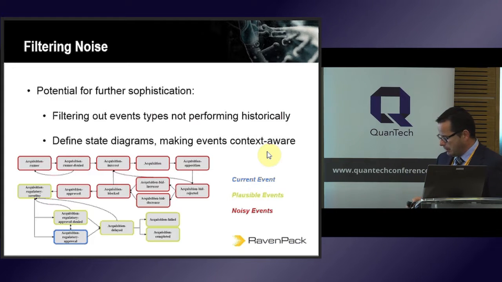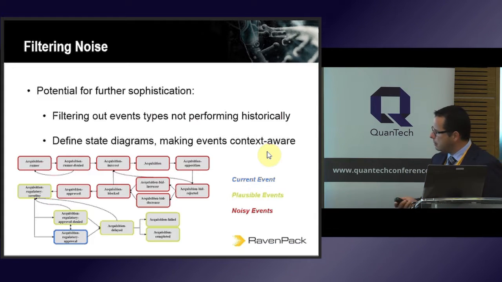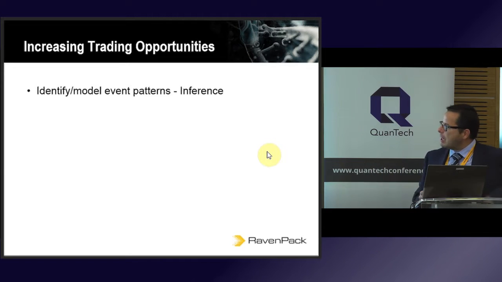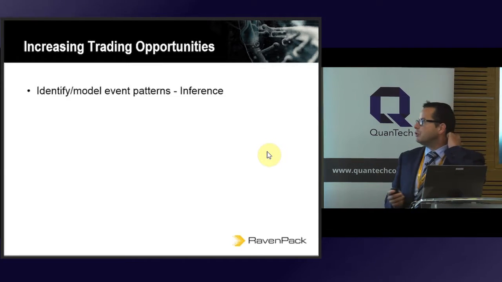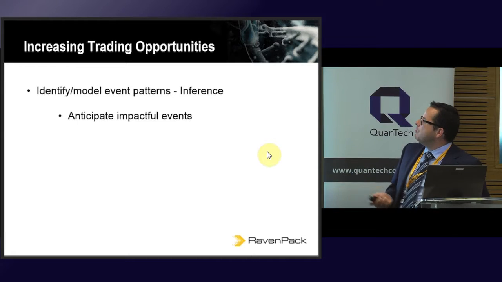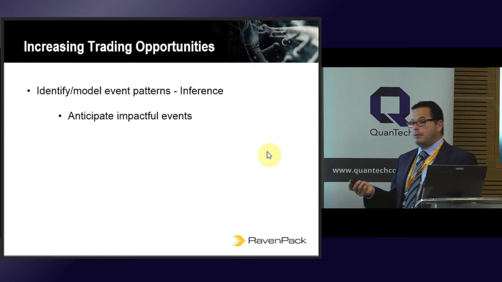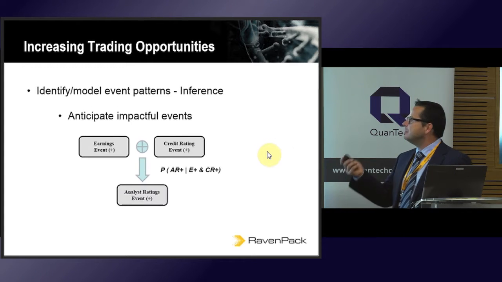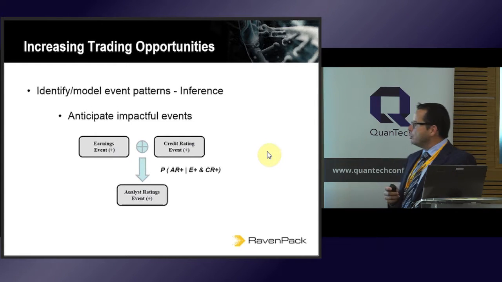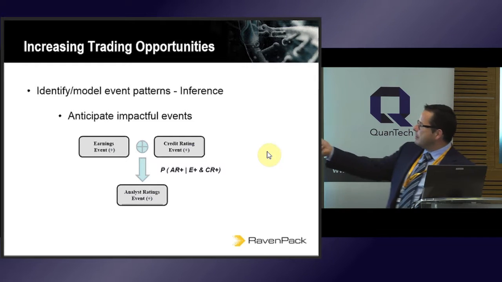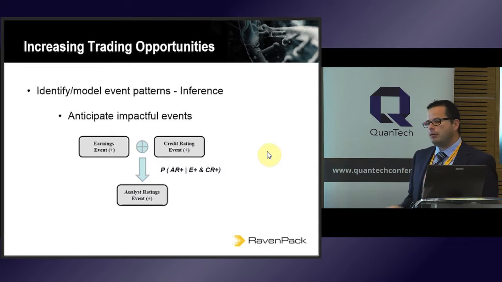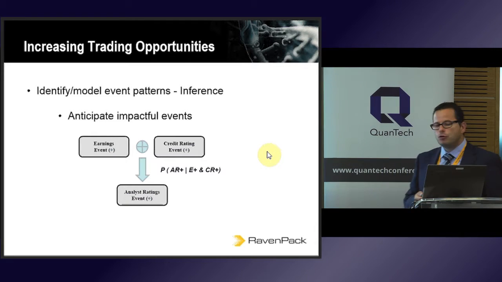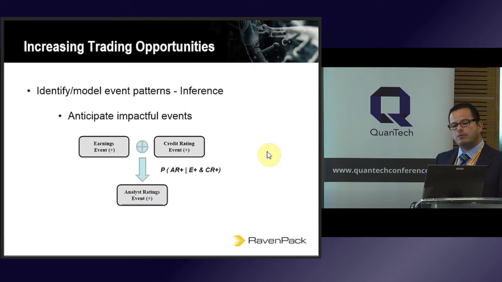If we take this idea of tracking the status of a company across the taxonomy, we can actually use it to increase the trading opportunities. If we are able to model or identify event patterns, we can use inference to anticipate impactful events. So we can elaborate on things like the probability of having a positive analyst rating event, provided that we have two positive events on earnings and credit ratings.